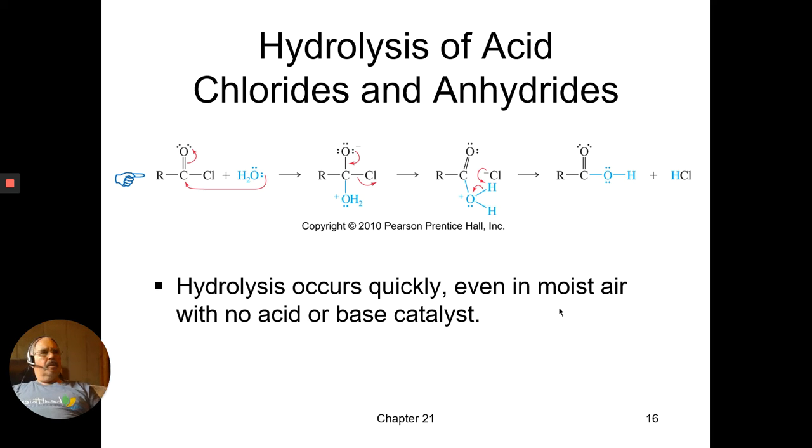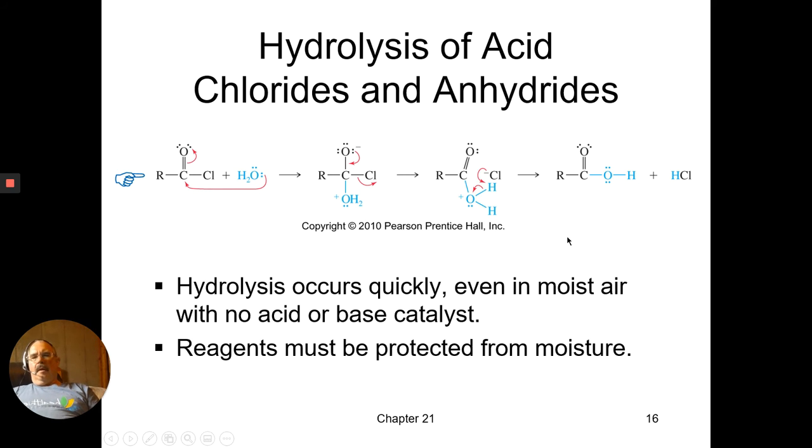For example, oxalyl chloride or acetyl or ethanoyl chloride, those are both liquids. All you do is, if you open up the bottle, you see what looks like smoke coming out. And what this is, it's an aerosol of hydrochloric acid. The acid chloride is reacting with water vapor in the air. Okay, so this means that the reagent bottles need to be tightly closed. They have to be protected from moisture.